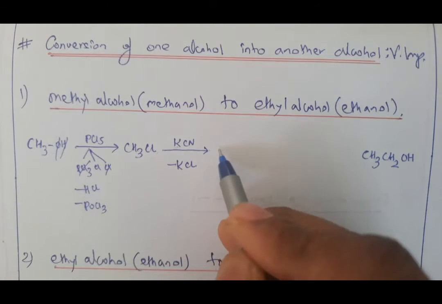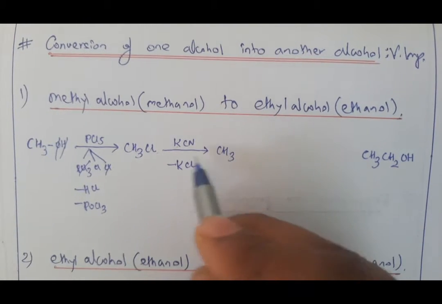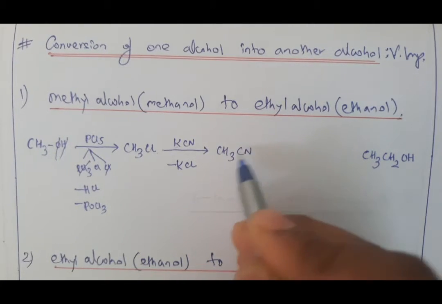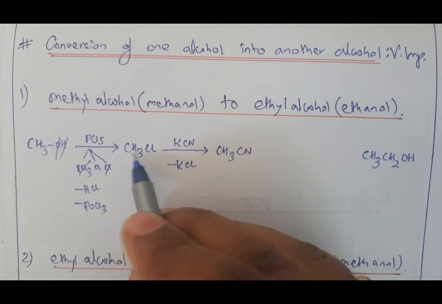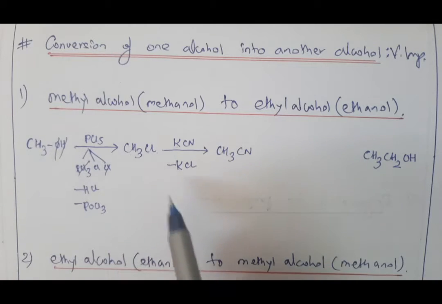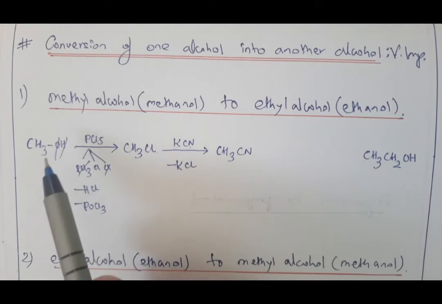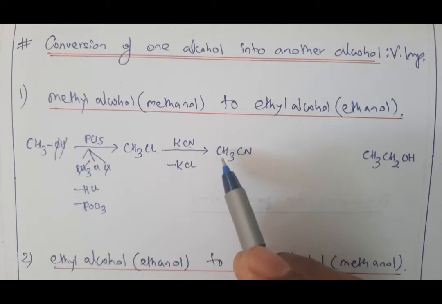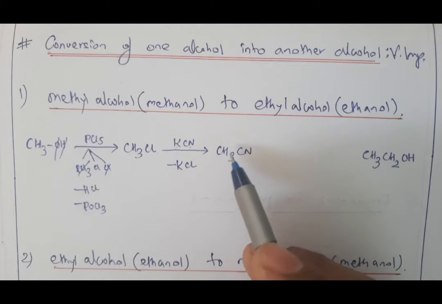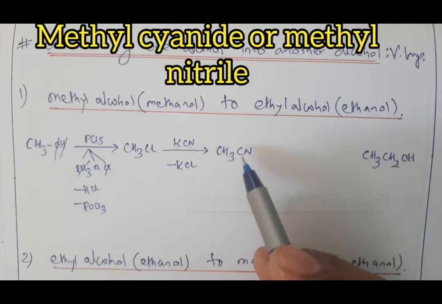Now what is left here is methyl, and from here what will come is cyanide. So what we get here is methyl, CN means cyanide. So we got methyl cyanide, students. Now you can see here it was one carbon. Now how many carbon do you see here? Two carbon. This compound is called methyl cyanide. And do remember, in organic chemistry, cyanide is also known by the name nitrile.